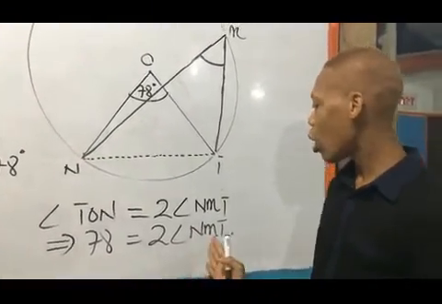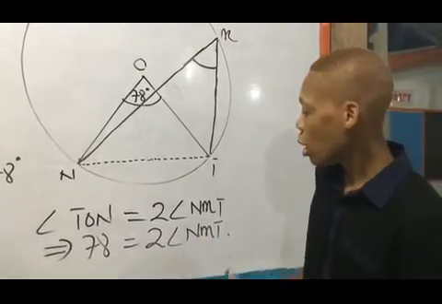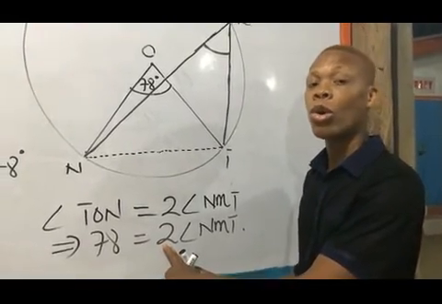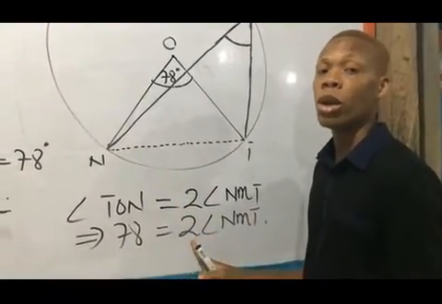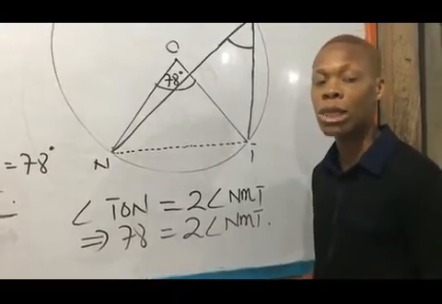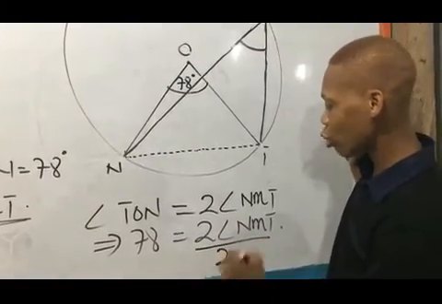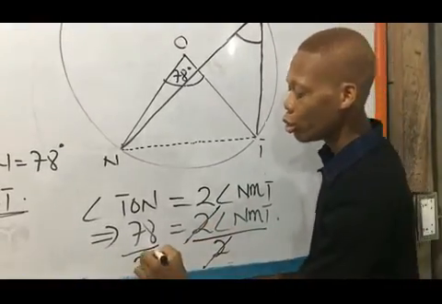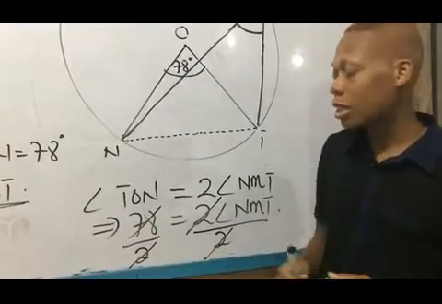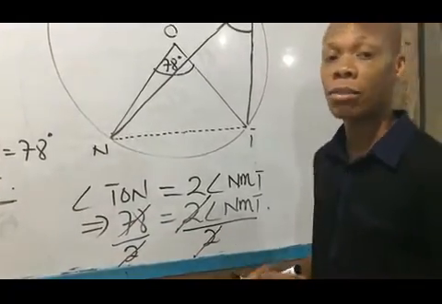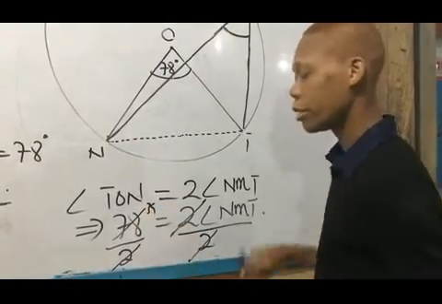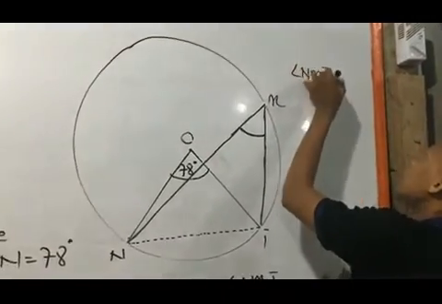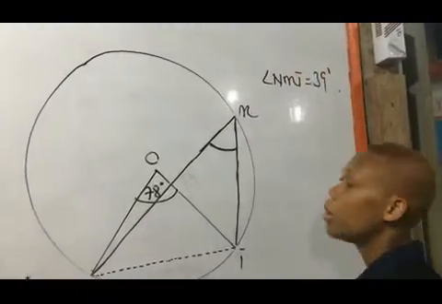Now what we do here is that we solve for the angle NMT. Now I'm looking for angle NMT, but I have 2 in front of it. So we all know what we have to do. We have to remove the 2. So remove the 2 by dividing both sides of the equation by 2. So I'll divide this side by 2 and divide this side also by 2. This will cancel that. 2 will go into 78 39 times. So this is 39. Angle NMT equals 39 degrees.